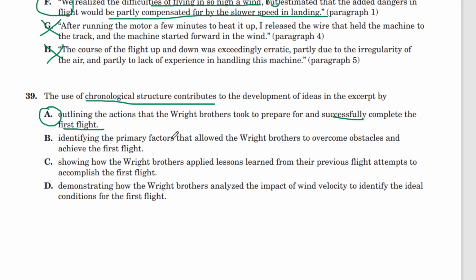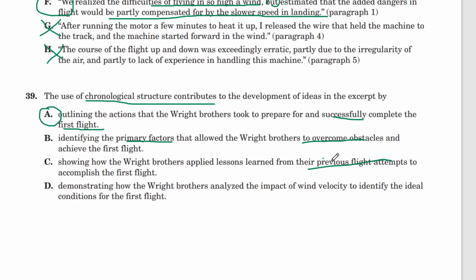B, identifying the primary factors that allowed the Wright brothers to overcome obstacles and achieve the first flight. The primary factors to overcome the obstacles, that's not really a main idea that we're developing. That's not why they use the chronology, to show how they overcame, or the factors that overcame the obstacles. That's not really right.